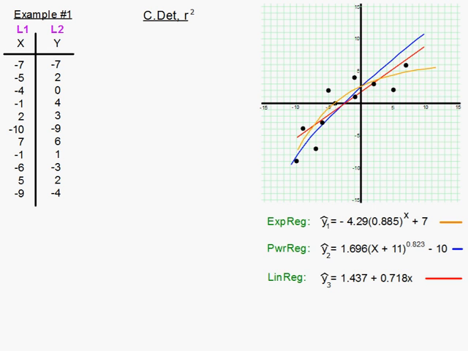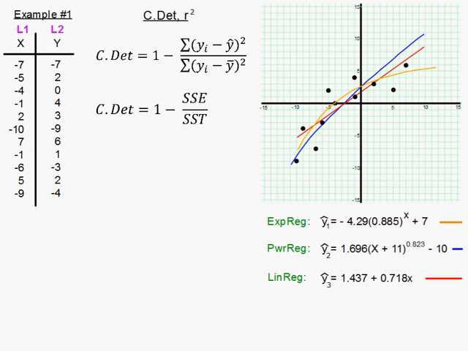Now, the coefficient of determination is known as r squared. One of the forms of the equation is this. You'll also see it in textbooks sometimes as that, and sometimes as that, just so that you know that, in fact, they're all pretty much the same thing.